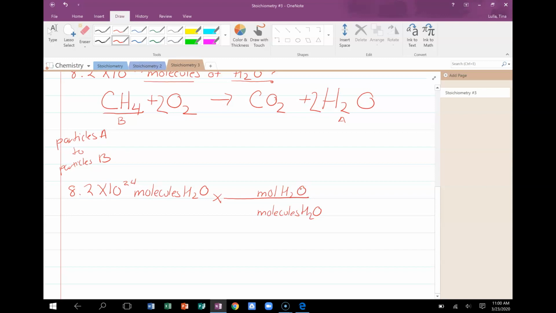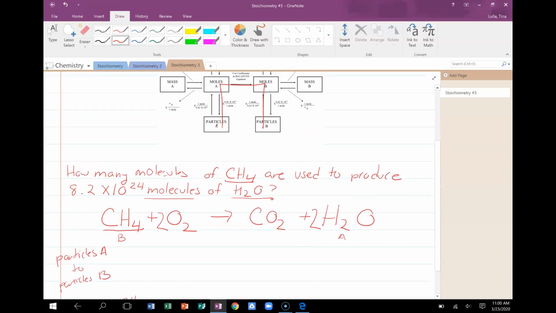Remember, as long as we're not in the mole to mole step, the number in front of mole is automatically 1. And the number in front of molecules is always 6.02 times 10 to the 23rd. Molecules water cancels with molecules water. Moles H2O up here, so moles H2O down here. Okay, now let's see where I am. I did particles to moles.